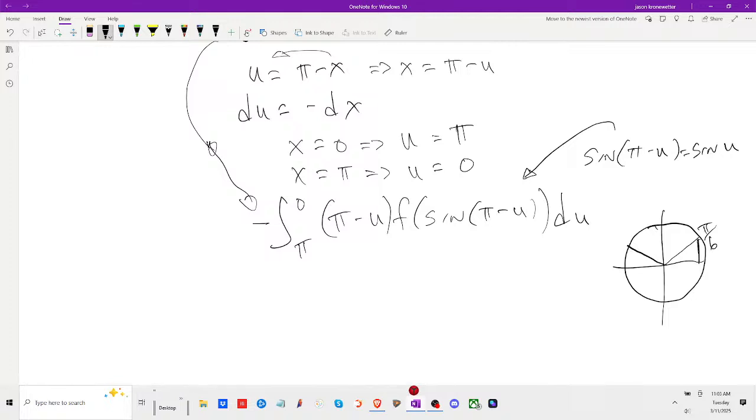So if I do pi minus pi over 6, that would be 5 pi over 6. Okay, and you see how the sine of that is the same, it's 1/2. So it's just an example to show you that that identity is true.